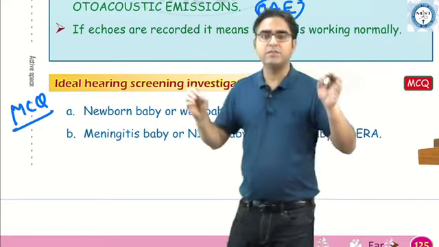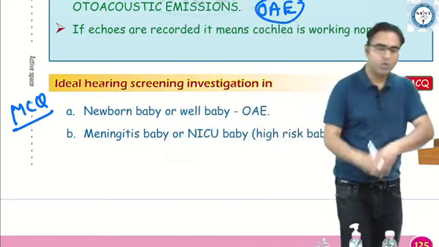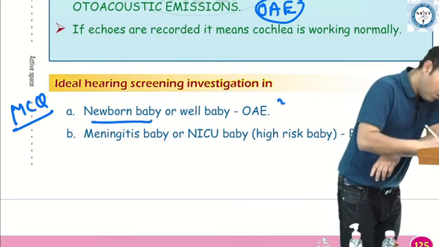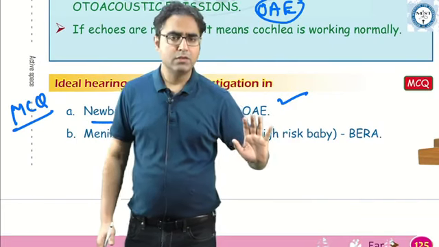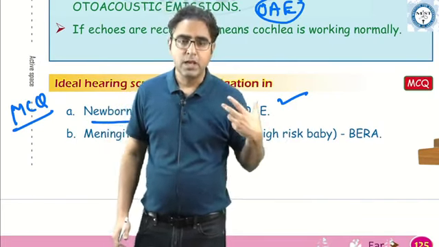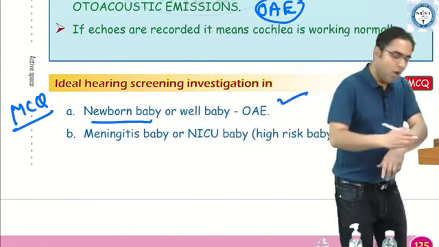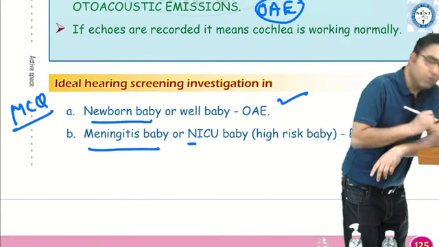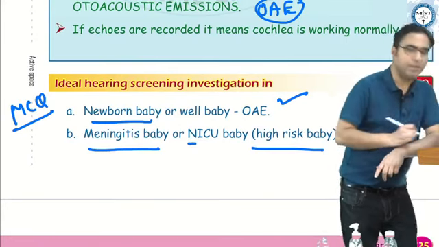Ideal hearing screening investigation in newborn baby. If the question says newborn baby, OAE. Newborn baby means you don't have any doubt, but you just want to find out casually. OAE. But if the question says meningitis baby or NICU baby, what is NICU? Neonatal ICU baby, means high risk baby, then you mark BERA.